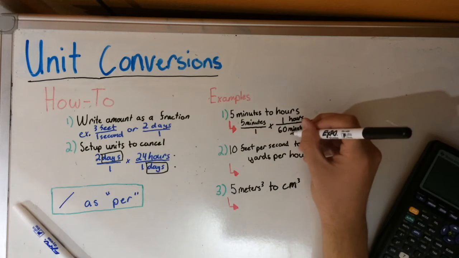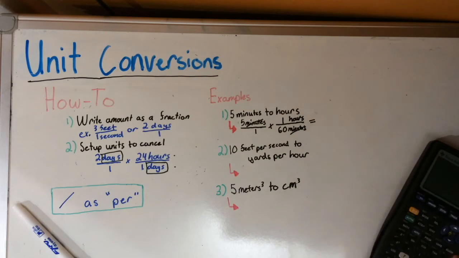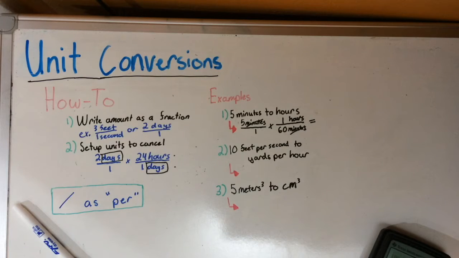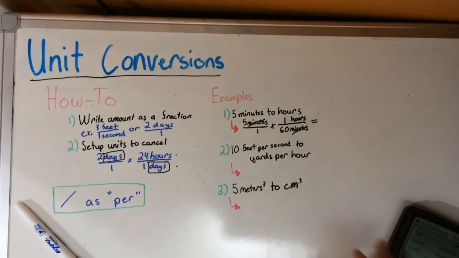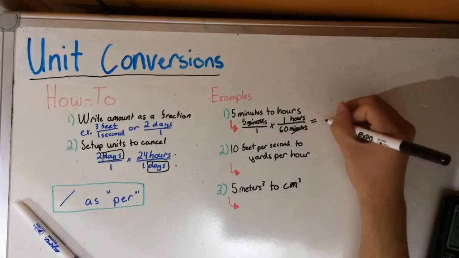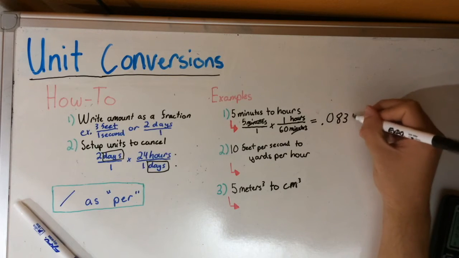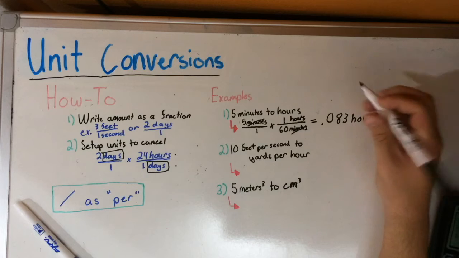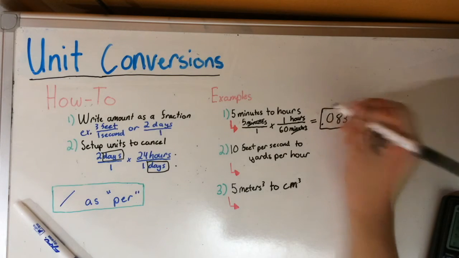So we know that minutes is going to cancel out, and we're going to be left with hours on the top. So if you get your calculator and you do 5 divided by 60, it's going to turn out to be 0.083 hours, just about. So that's our answer. 5 minutes is equal to 0.083 hours.